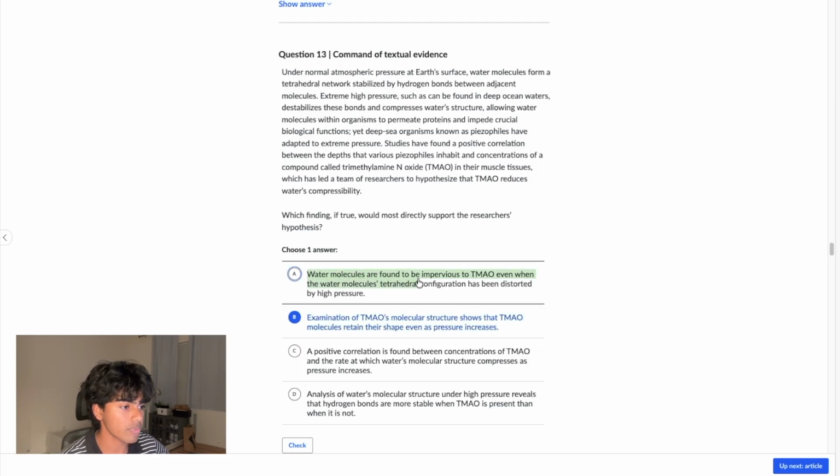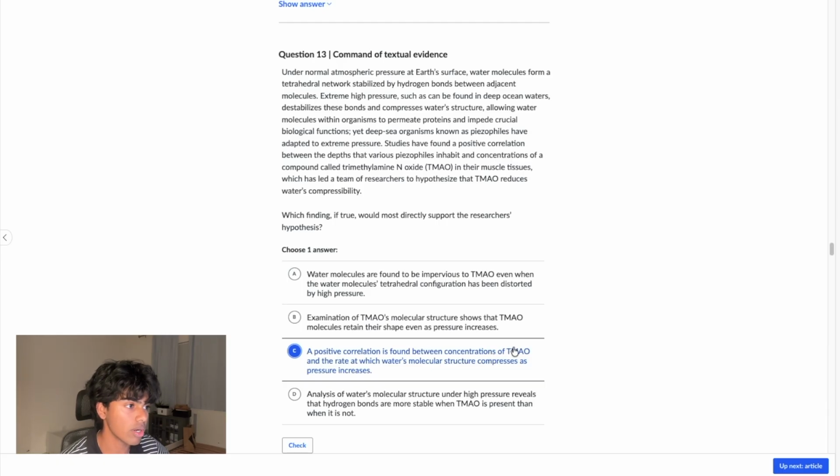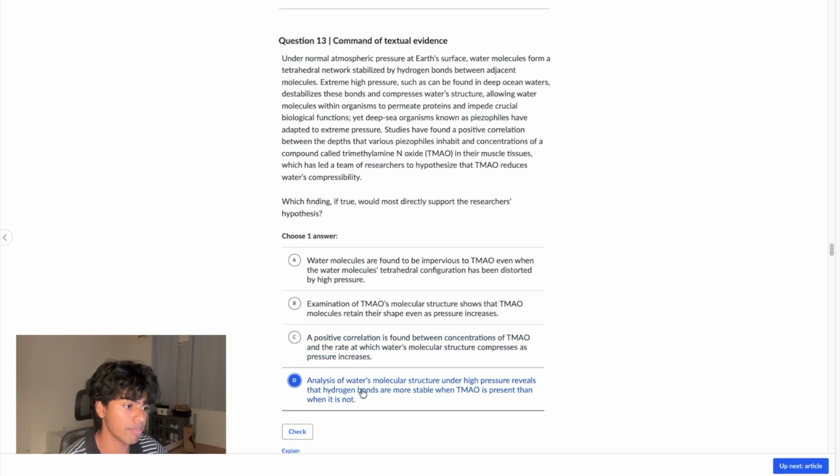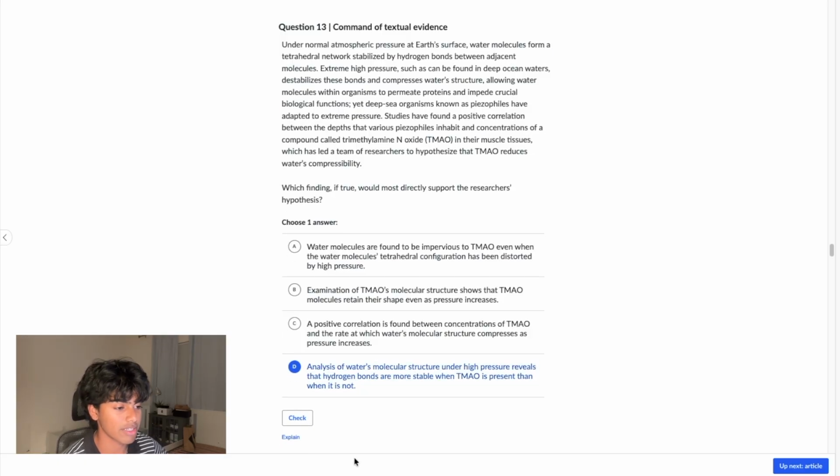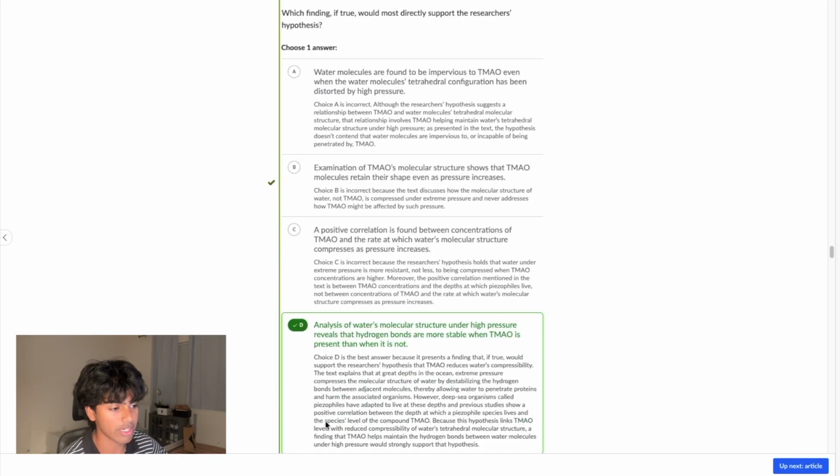And this one, if TMAO doesn't do anything, then why does it matter? Can't be this one. This one, a positive correlation between the increasing TMAO and the molecular compression, that's the opposite of the hypothesis. So we're gonna go with D. And I really haven't read it, but under high pressure reveals that hydrogen bonds are more stable when it's present. That makes sense. You really don't need to know the chemistry or anything. So check.